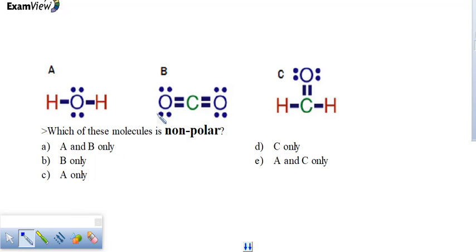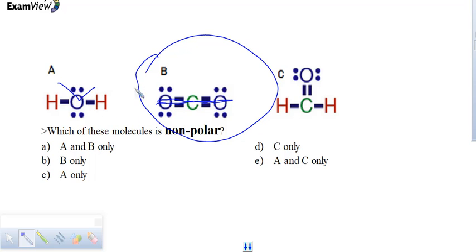So nonpolar, B is the nonpolar one because it has symmetry. It's a linear. This is a bent triatomic, and this one actually is a trigonal planar with a highly electronegative atom out here, which makes this side negative, this side positive. So the nonpolar one in this case is B only.